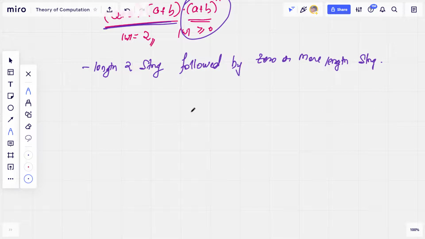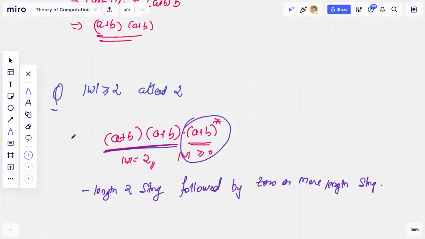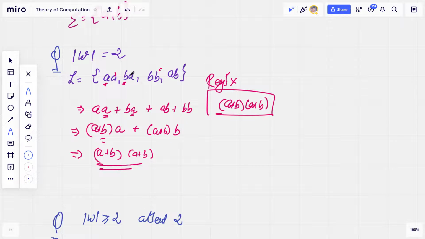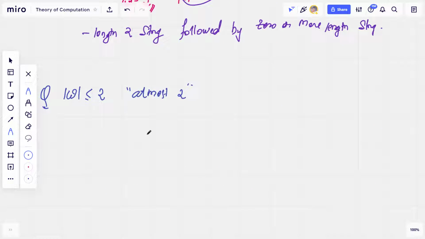Cool. Let's see some more questions on it. Strings of length at most 2. So mod W smaller than or equal to 2. So how do you write at most 2? This is actually a finite language if you think about it. The at least case was an infinite language, and length 2 was a finite language too. So at most 2, what is the language?